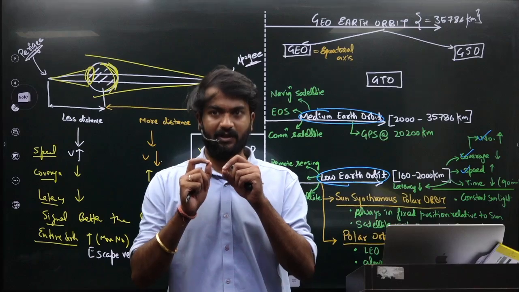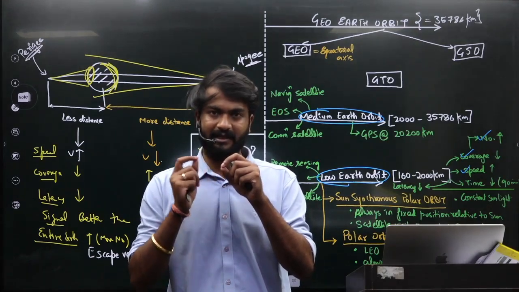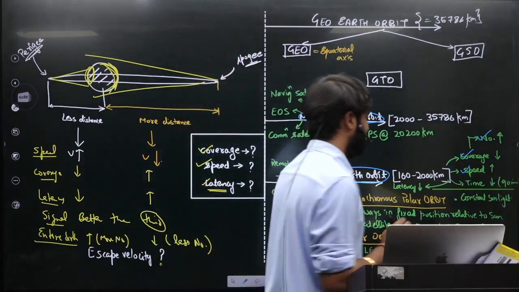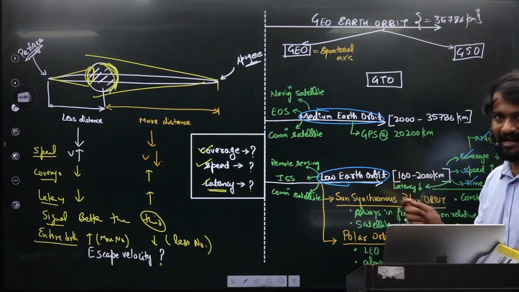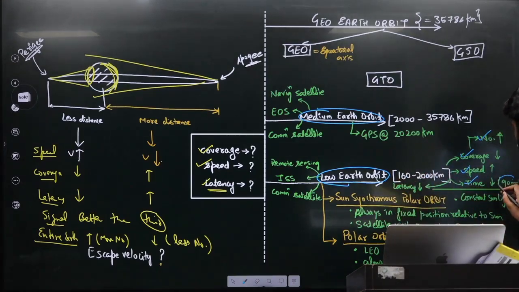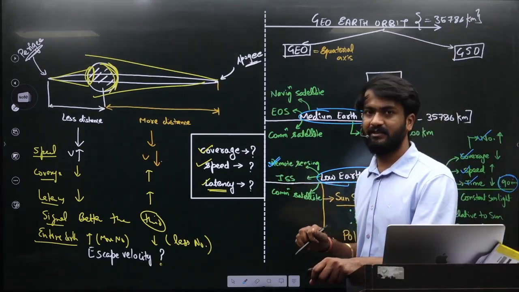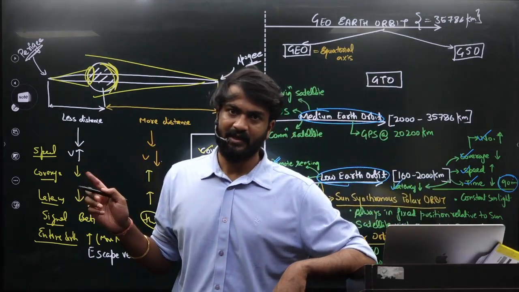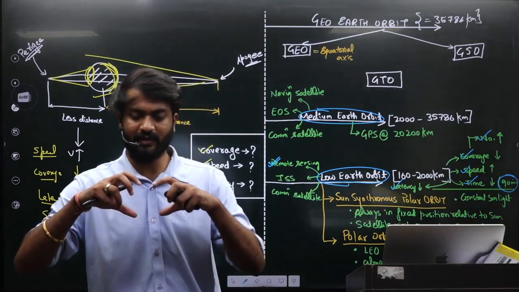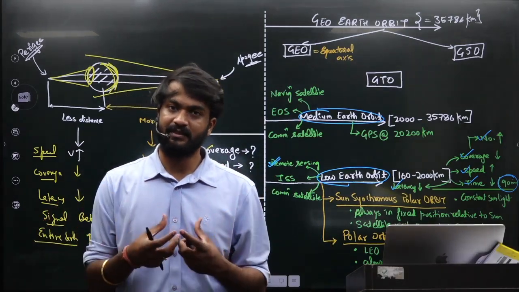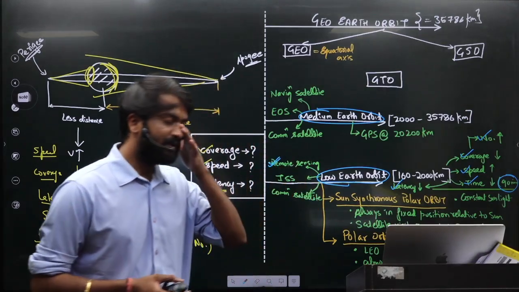A satellite placed in low Earth orbit will complete the entire round in less time. So the time of covering the entire round around the Earth will decrease, and approximately it is 2 hours or 1.5 hours to cover the entire Earth. And what about latency? Latency will decrease in the low Earth orbit. Now, when I talk about low Earth orbit, remote sensing satellites are placed in low Earth orbit. I told you this, because they want to sense things or they want to have a better view of the resources. Okay? So they are generally placed in the low Earth orbit.